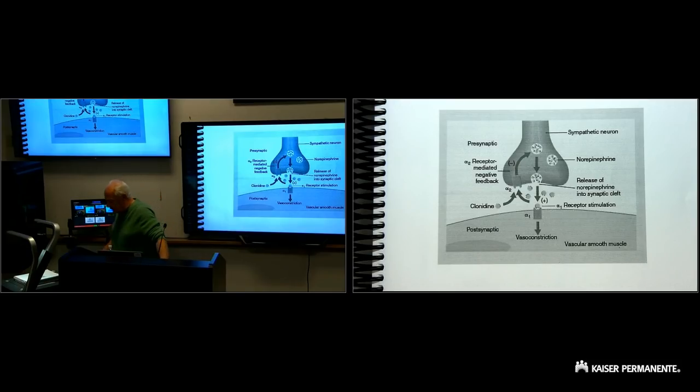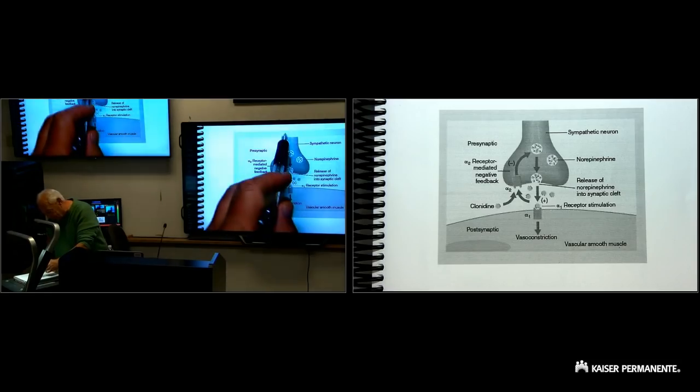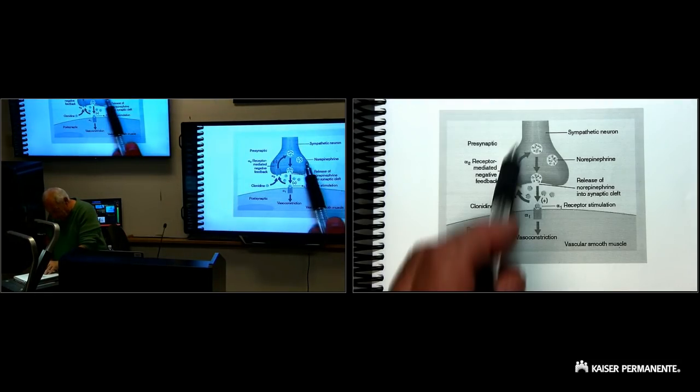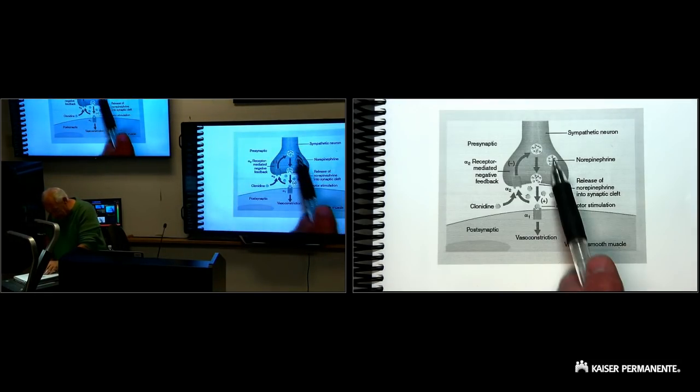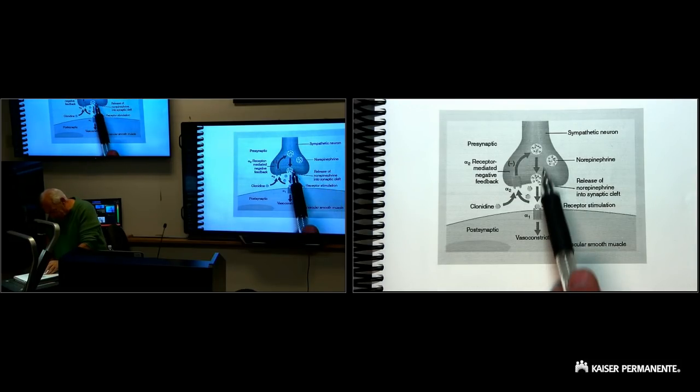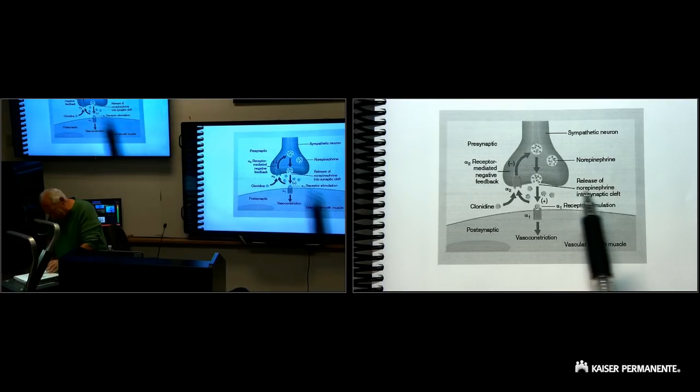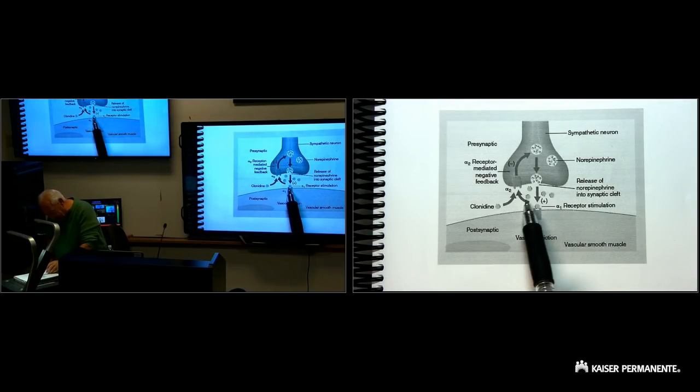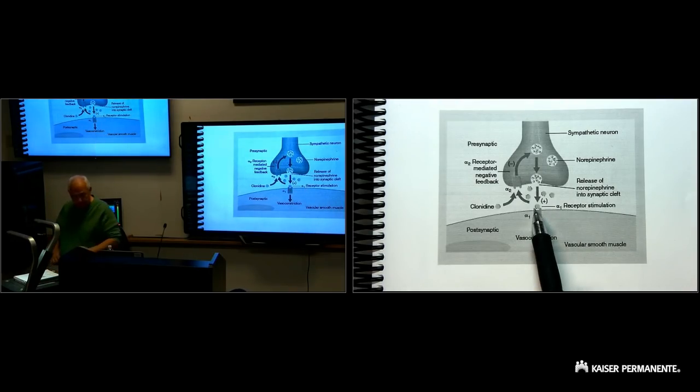Yeah, this is just showing the sympathetic nerve function, and it was drawn a different way, so I thought it would be a nice way to repeat. So here's the sympathetic nerve. This is norepinephrine stored in the packages, synaptic vesicles. You release norepinephrine into the synaptic cleft. It attaches to an alpha receptor, produces vasoconstriction.